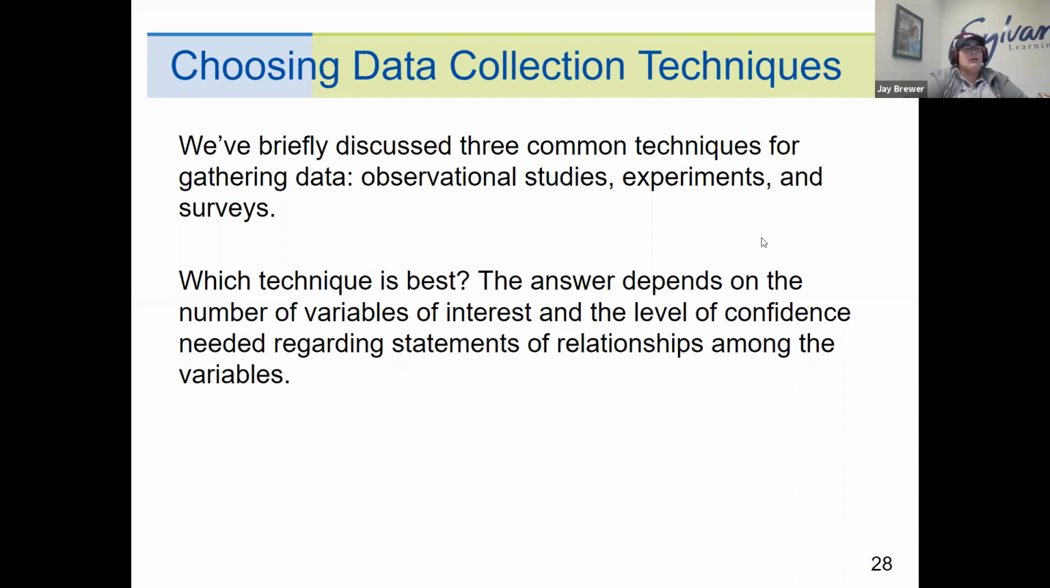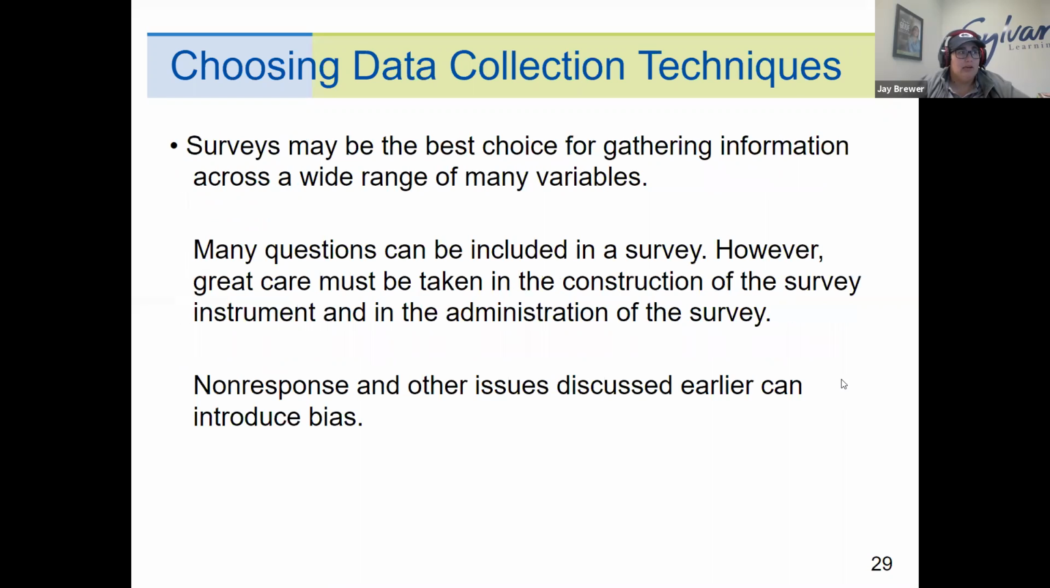The experiment is probably the most powerful, although it is the hardest to complete. Observational study would be the second most powerful, and then surveys are not as powerful, but they can be a lot easier to work with. Surveys may be the best choice for gathering information across a wide range of many variables. Many questions can be included in the survey. However, take great care to construct the survey instrument and in the administration of the survey. Non-responses and other issues discussed earlier can introduce a bias.